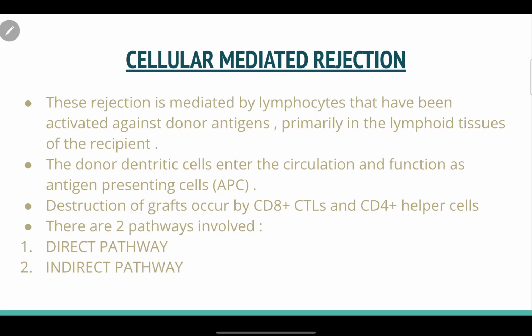Cellular mediated rejection. This rejection is mediated by lymphocytes that have been activated against donor antigen, primarily in the lymphoid tissues of the recipient. The donor dendritic cells enter the circulation and function as antigen presenting cells. Destruction of grafts occurs by CD8 plus CTLs and CD4 plus helper cells. There are two types of pathways involved in cellular mediated rejection. Firstly, direct pathway, and another one is indirect pathway.